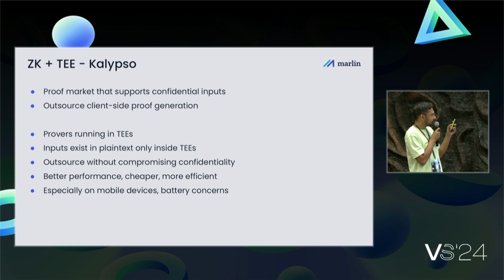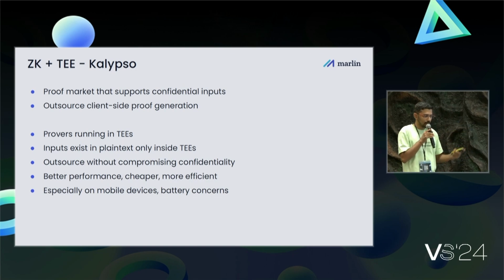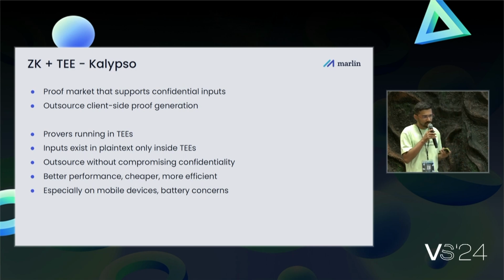Essentially, you have a whole bunch of ZK provers who are running in TEs, right? And the inputs that go into the ZK proof only exist in plain text inside these TEs. So what that lets you do is outsource client-side proof generation from your mobile devices and stuff like that without really compromising the privacy of these keys, right?